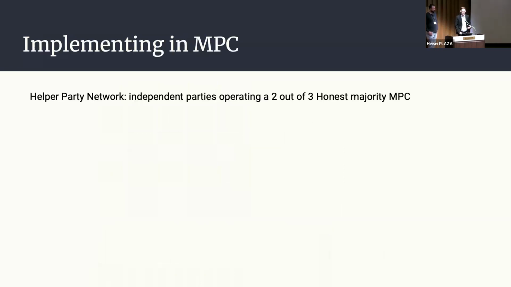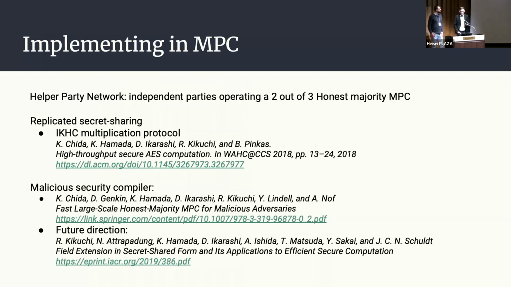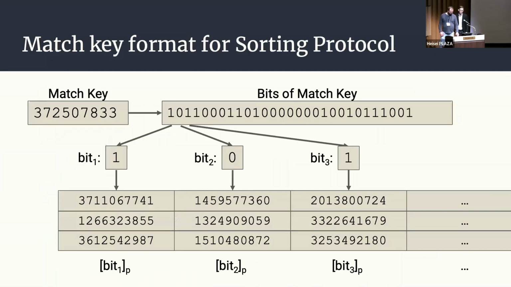Now let's talk about how we were able to implement this functionality in MPC. So as we mentioned earlier, we're proposing that a helper party network consisting of 3 independent parties operates a 2 out of 3 honest majority MPC. We arrived at this security model as it represents a reasonable trade-off between the real-world security considerations and performance. Notably, we've been able to leverage replicated secret sharing, which provides really efficient multiplication, as well as a malicious security compiler that results in only approximately a doubling of the cost over a semi-honest protocol. Here are some of the papers that we've used.